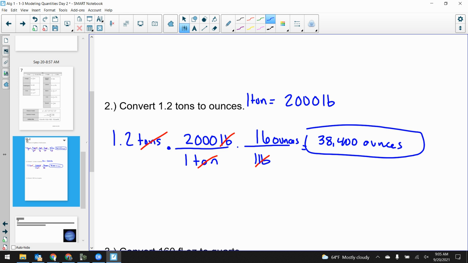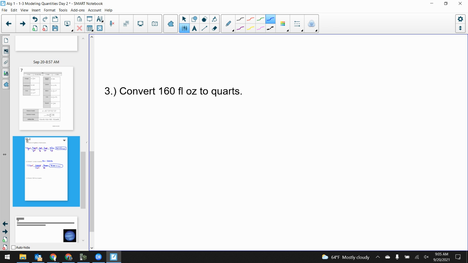All right, let's finish up these with converting 160 fluid ounces to quarts. If I want to go to quarts, I've got 160 fluid ounces. What do I have with fluid ounces on here? 1 cup is 8 fluid ounces. That's the only thing I have with fluid ounces. So that means I need fluid ounces down here and cups up here. 1 cup is 8 fluid ounces.